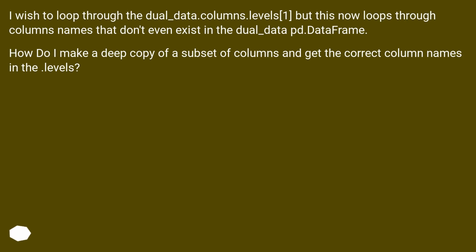I wish to loop through the dual_data.columns.levels[1], but this now loops through column names that don't even exist in the dual_data pd.DataFrame. How do I make a deep copy of a subset of columns and get the correct column names in the levels?